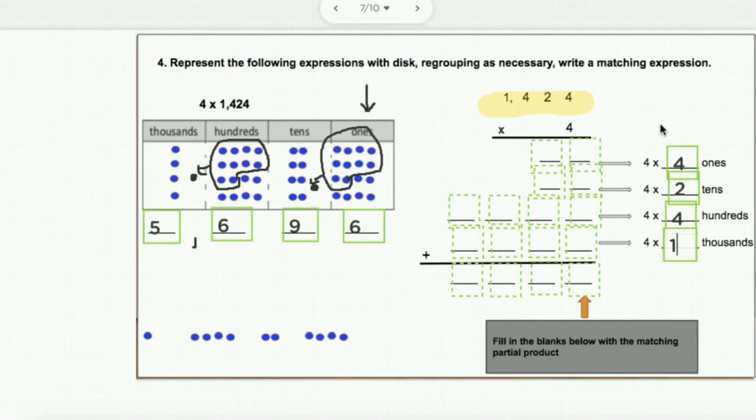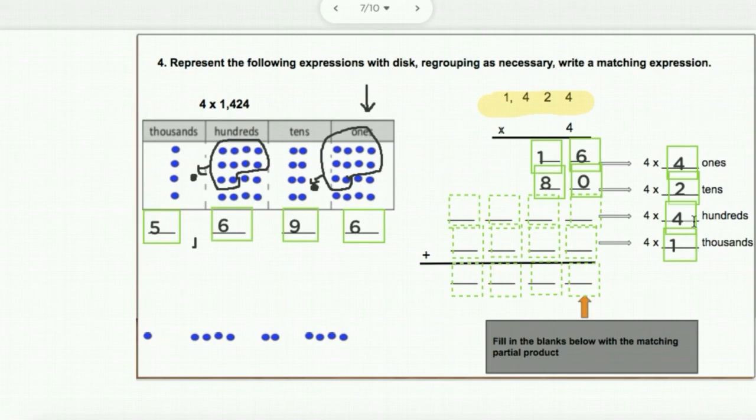All right, team. All right, what do we get for our first row? 4 times 4 ones. How many ones do I have? I got the same answer. I got 16 ones, or just 16. What about the second row? 4 times 2 tens. How many tens do I have? Good, 8 tens. But how would I write that number in standard form? How did you write it? Good, me too, 80.